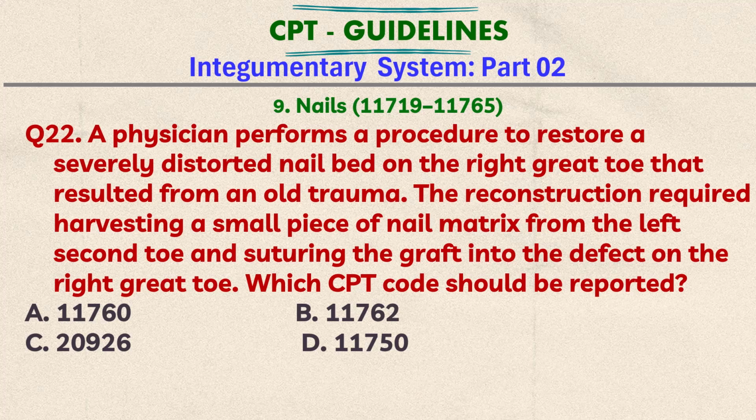So there are 4 answers available. Take your CPT code book and find the answer. Here you have to highlight this is the reconstruction done using a small piece of nail matrix from the left second toe and suturing the graft into the defect on the right great toe. All 4 answers are adjacent codes, so you can use the elimination method in the exam. But for a real work scenario, you have to use the CPT alphabetic index.